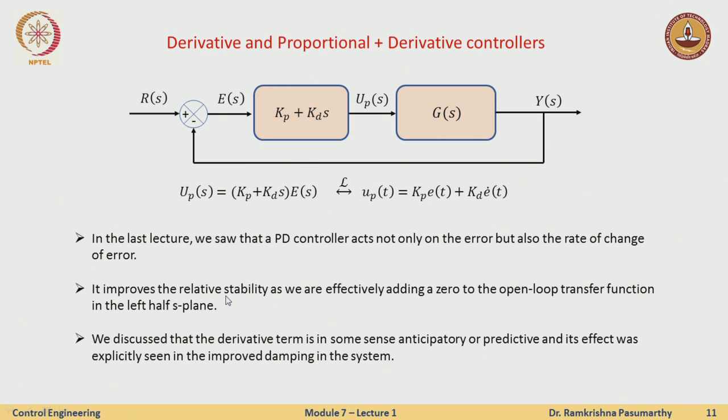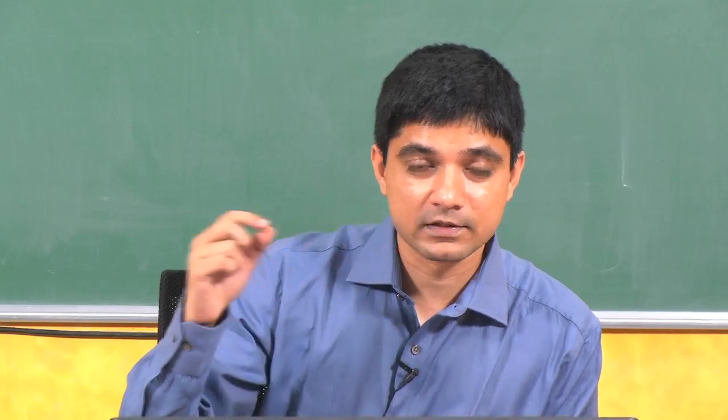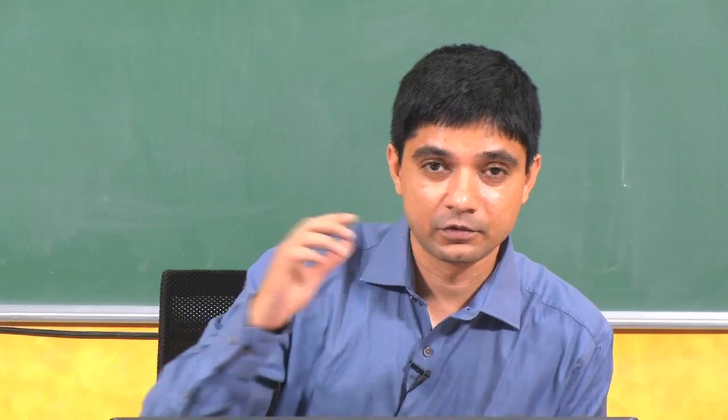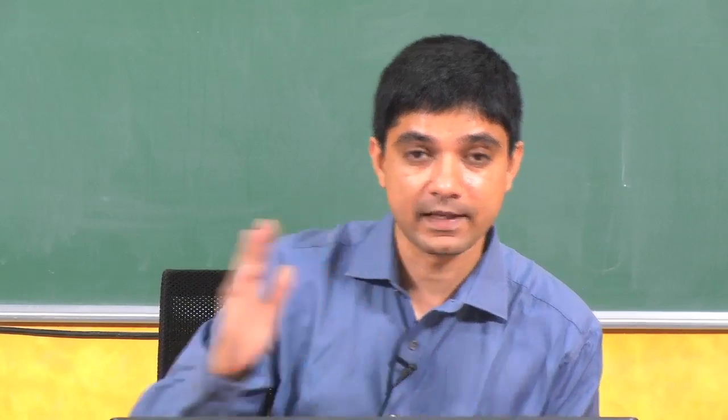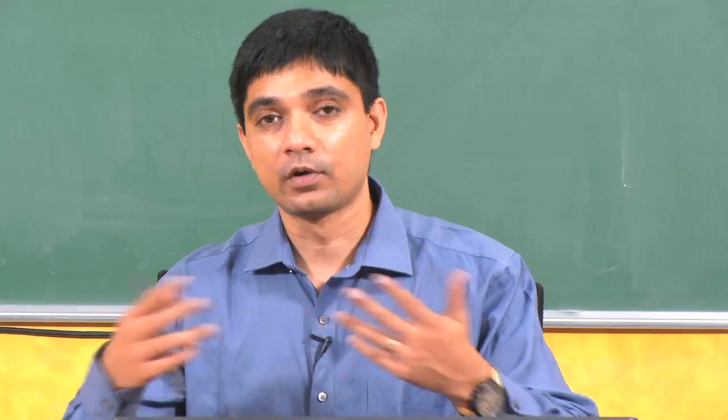So, we are adding a 0 to the open loop transfer function in the left half plane, and this 0 has the effect of pulling the root locus to the left, right, away from the imaginary axis in the stable region. Now, the more away I am from the imaginary axis, the more I can say that I am more and more relatively stable, right.